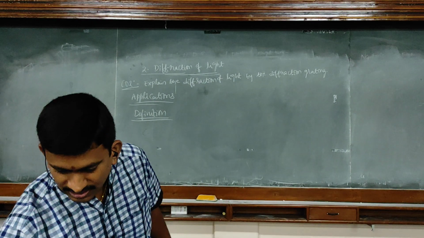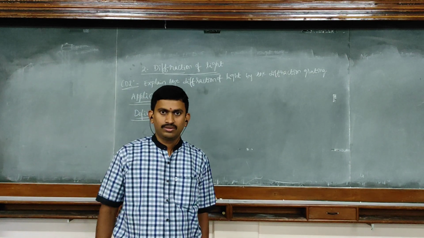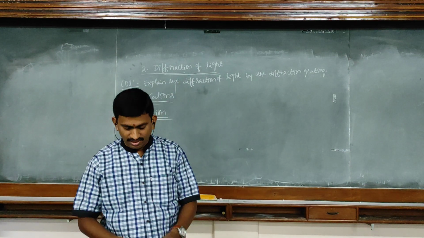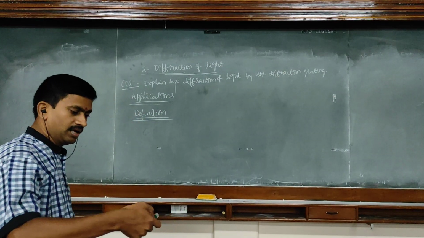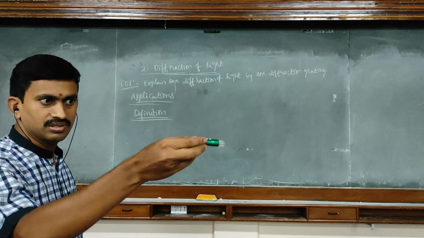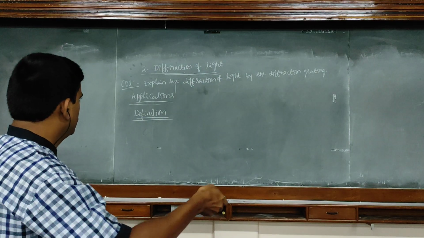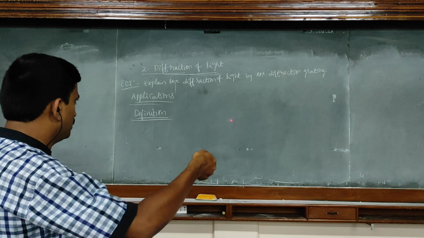Before going to discuss the definition of diffraction of light, I would like to describe a small example. Then you can easily understand what is diffraction of light. Now, this is a simple laser source. You can see I switched on the light. Then you can observe the phenomenon.